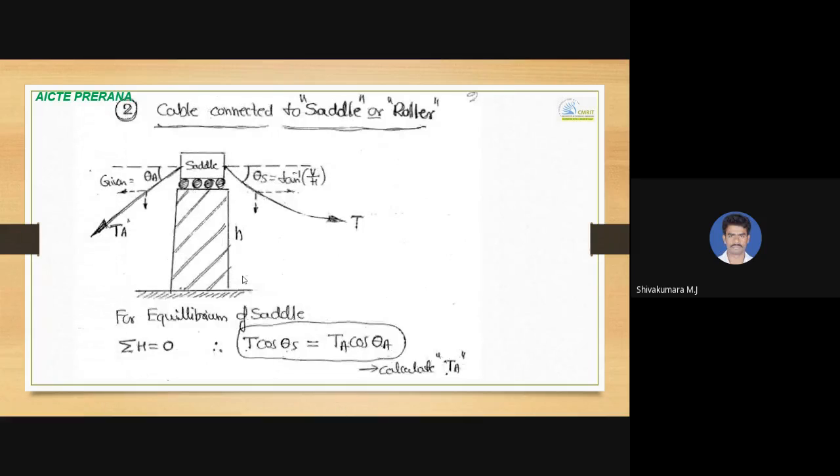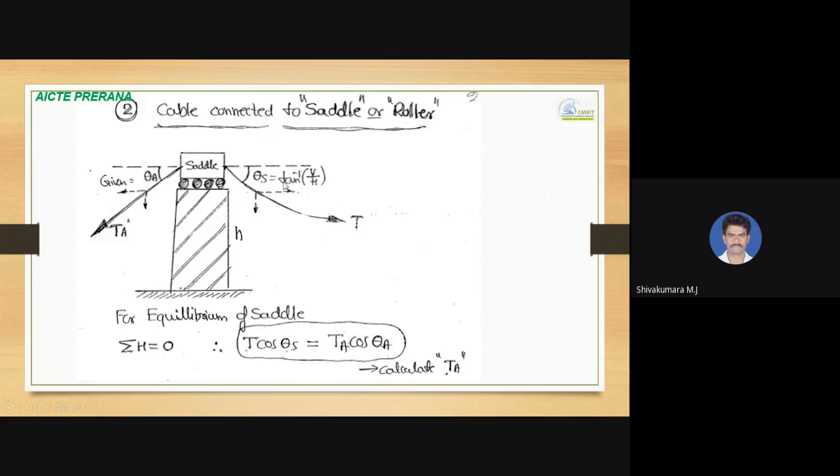So when the cable is connected to a saddle or roller, in that case, the tension force in the anchor cable will not be the same as the tension force in the suspension cable. That is different, so we need to calculate that. We know the direction of the suspension cable. We know the direction of the anchor cable. So in this case, the net horizontal force will be equal to zero. This is the known thing.